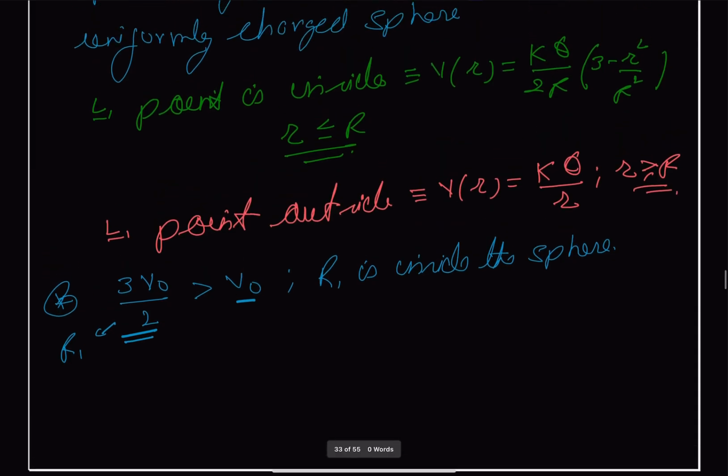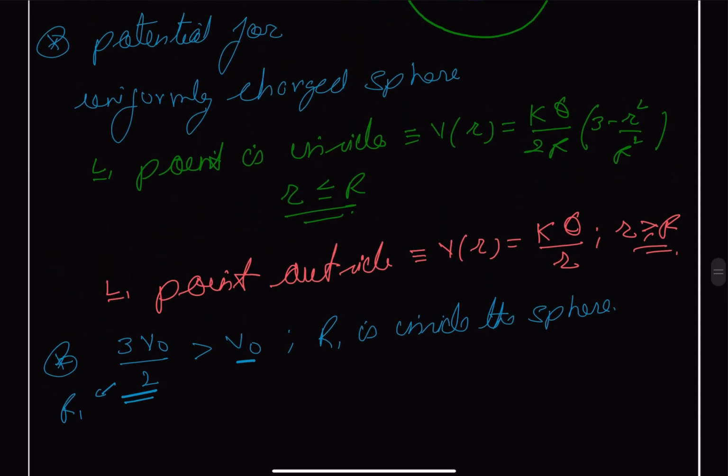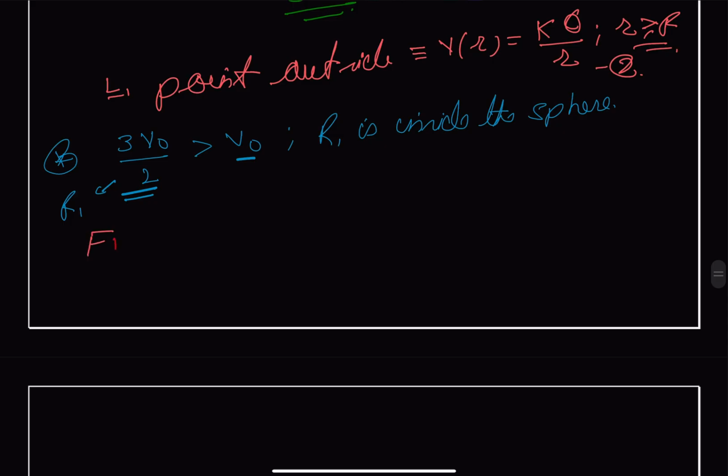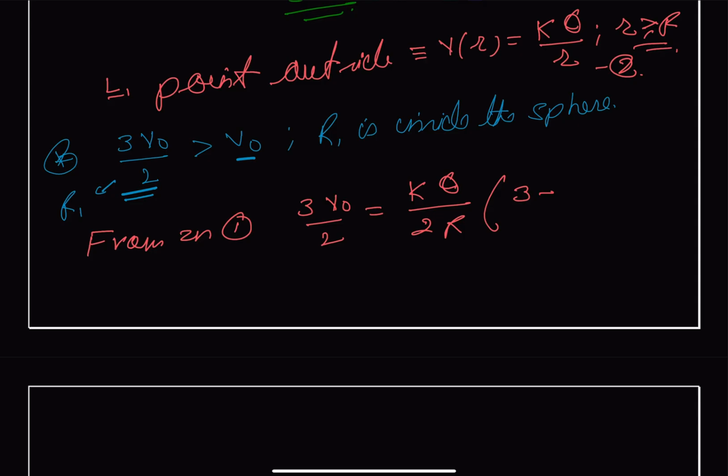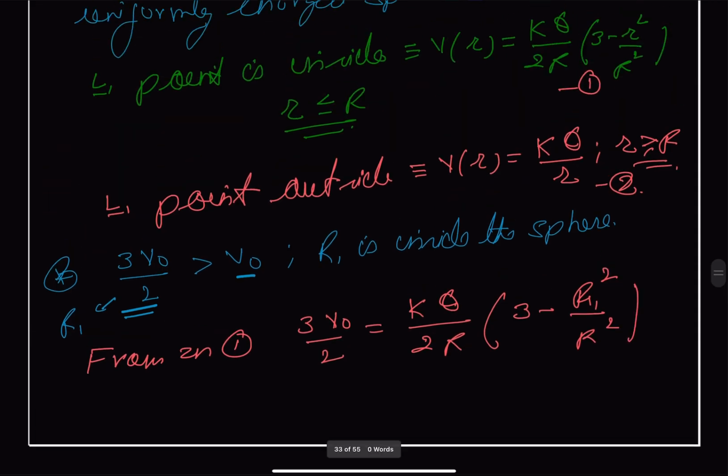Therefore we can use our equation number 1 and equation number 2. So we can use equation 1. From equation 1 you can write this as 3 V naught by 2 is equal to kq upon 2R, and this comes as 3 minus R1 square upon R square.